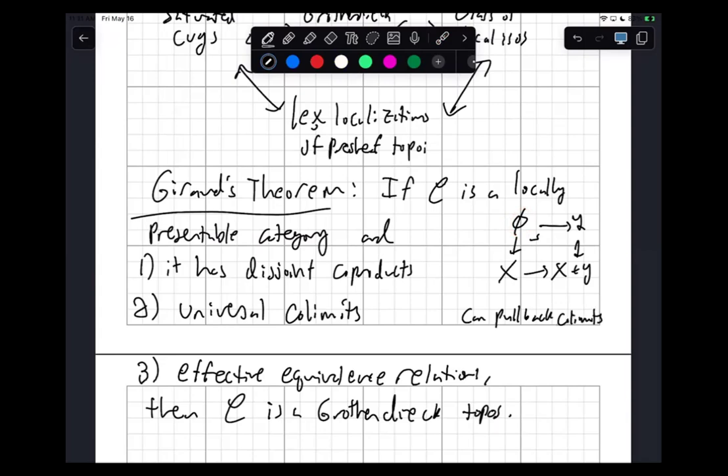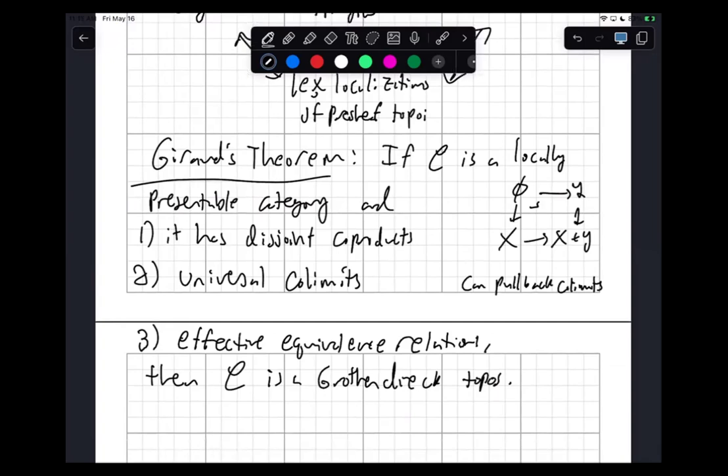Like say I have a pushout, right? And then I pull back everything along some morphism and I get a new square, and I want that thing to also be a pushout. So that would be like having universal pushouts. But here I want all colimits to be universal. I want to be able to pull back all colimits.